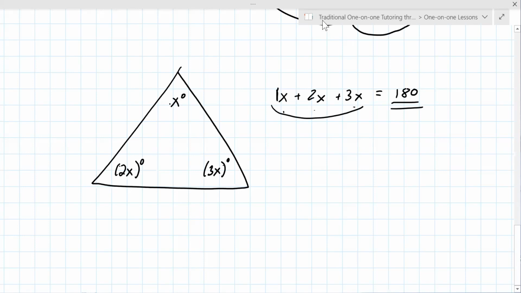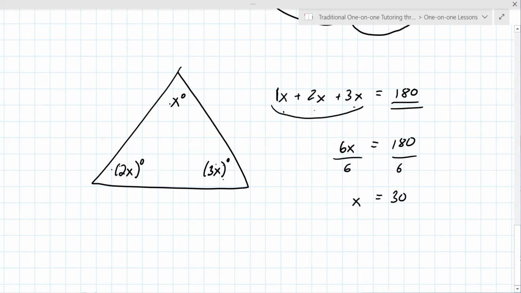So 1 plus 2 is 3. 3 plus 3 is 6. So 6x equals 180. Divide both sides by 6. So what does x equal? That's 30.